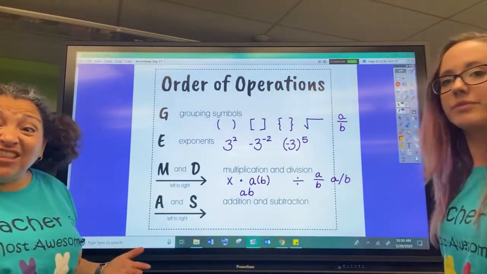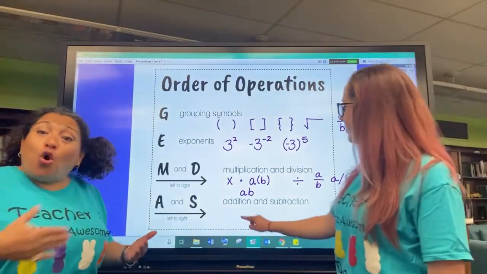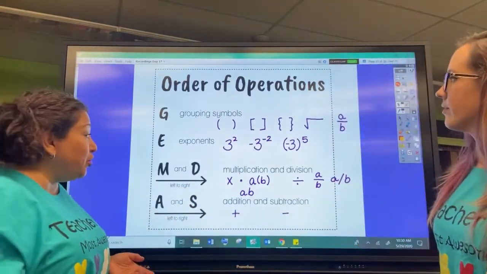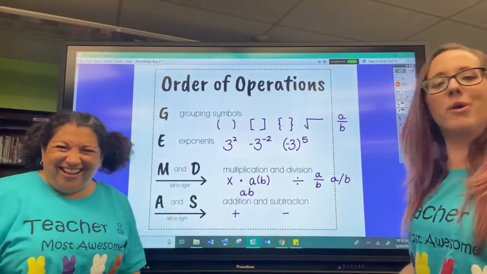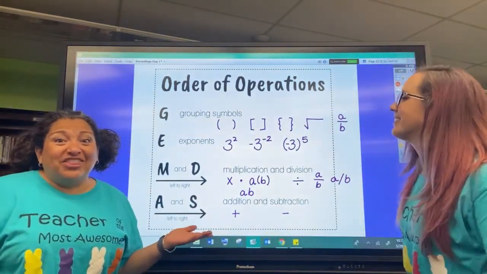Okay. The last thing that you have to look for is addition and subtraction. Again, you're going left to right as you find those things. They'll be the last things you do. And Miss Benson, tell us about these symbols. That's it. We don't make up new symbols for adding and subtracting in 8th grade. So thank goodness. That's a good thing, I think.